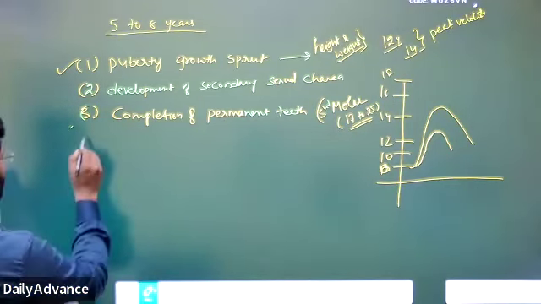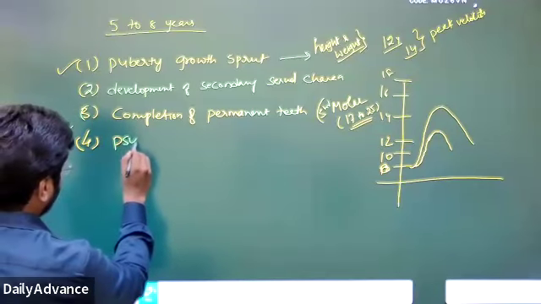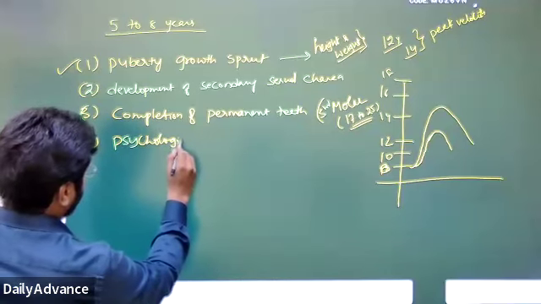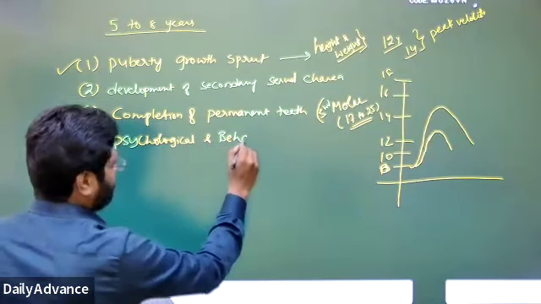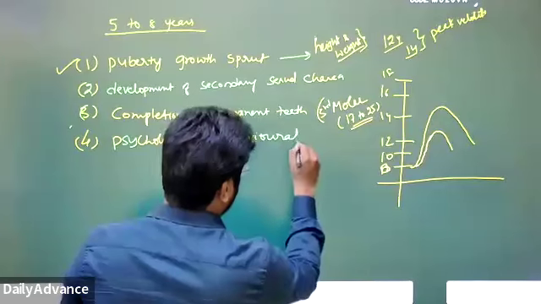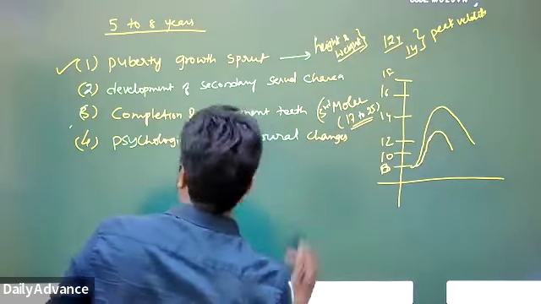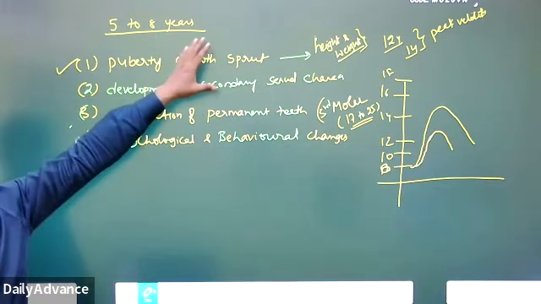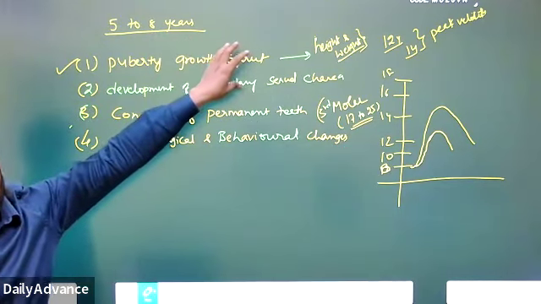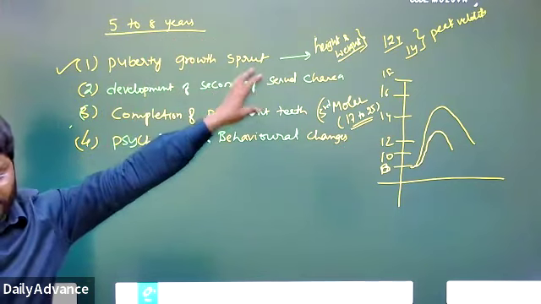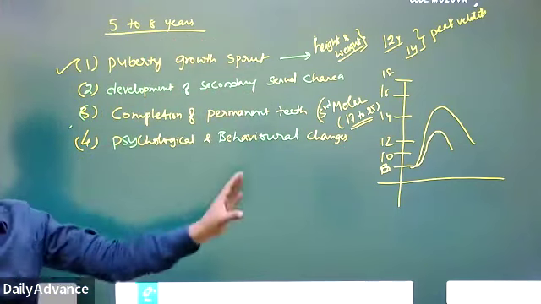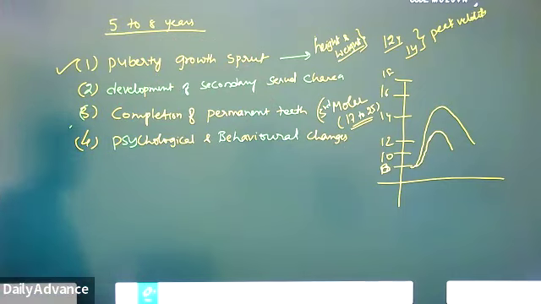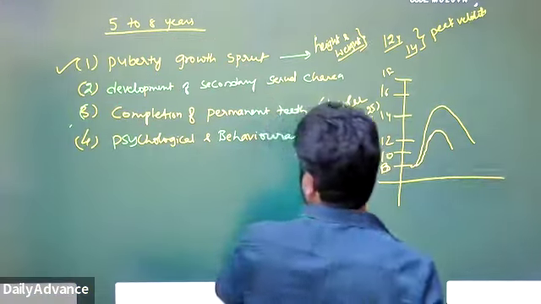So psychological and behavioral changes. In one of the years, they gave the question on adolescent changes. Adolescent changes means, first, physical growth, height and weight. Second one is sexual related changes. Third one is teeth related changes. Fourth one is psychological and behavioral changes. So those things one by one we will elaborate.